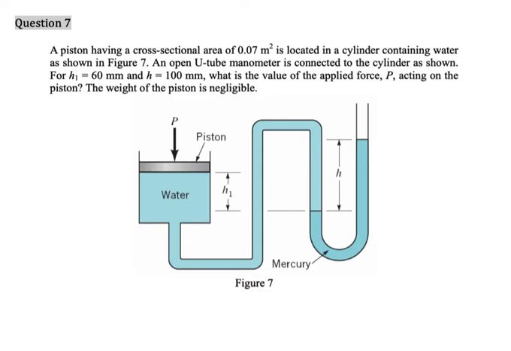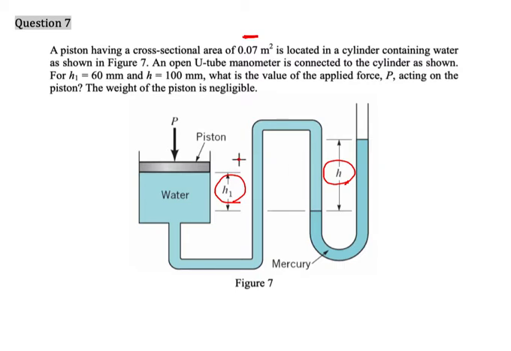This is question number 7. A piston having a cross-sectional area of 0.07 meters square is located in a cylinder containing water as shown in figure 7. An open U-tube manometer is connected to the cylinder as shown. For H1 equal to 60 millimeters and H equal to 100 millimeters, what is the value of applied force P acting on the piston? The weight of the piston is negligible.